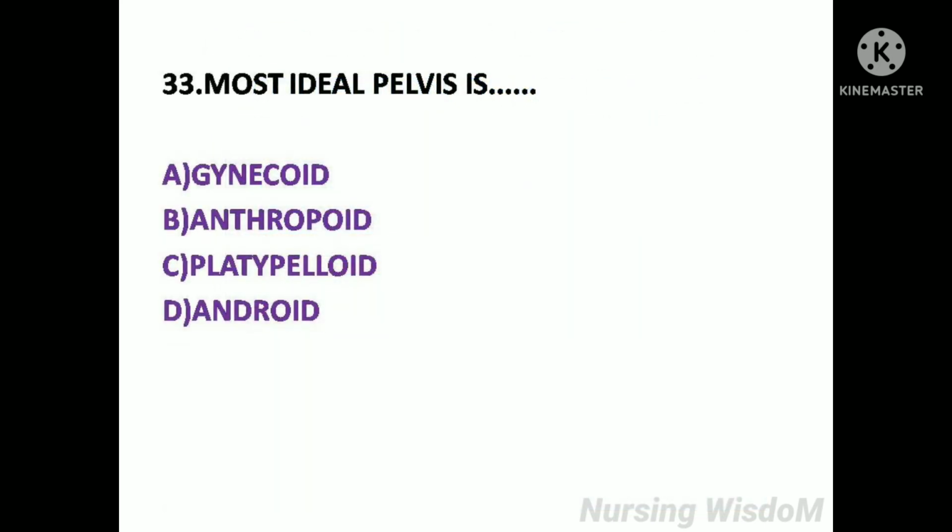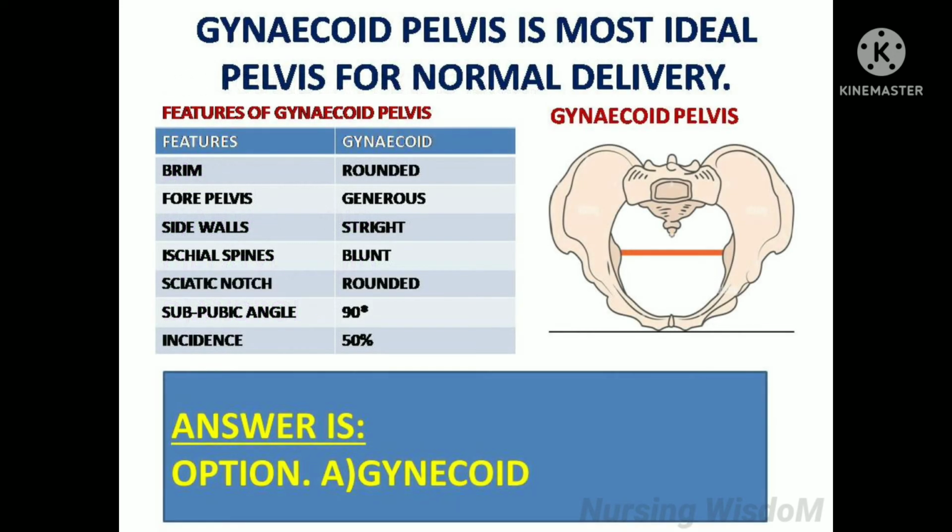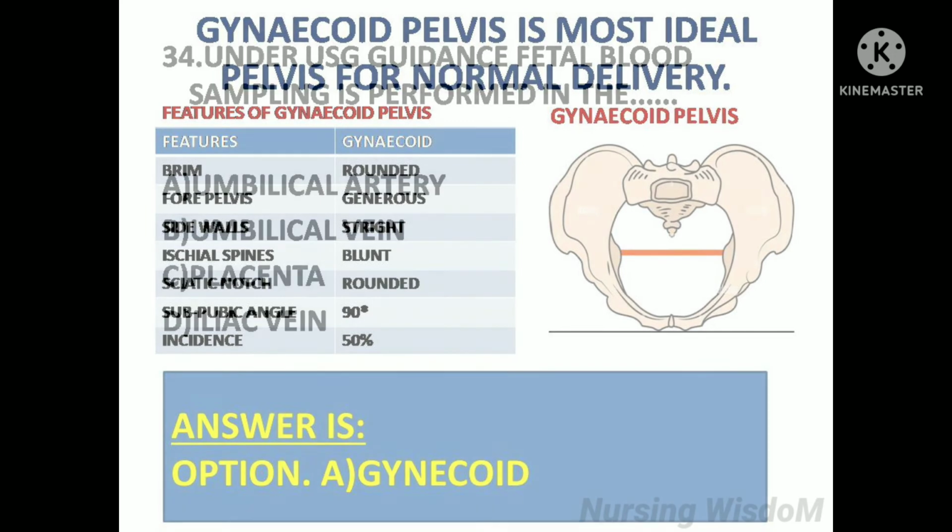Next question, most ideal pelvis is option A, gynecoid. Option B, anthropoid. Option C, platypelloid. Option D, android. Gynecoid pelvis is the most ideal pelvis for normal delivery. Features of gynecoid pelvis include brim rounded, forepelvis generous, side walls straight, ischial spine blunt, sciatic notch rounded, subpubic angle 90 degrees, incidence 50%. So here the answer is option A, gynecoid.